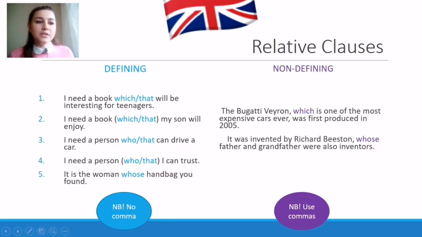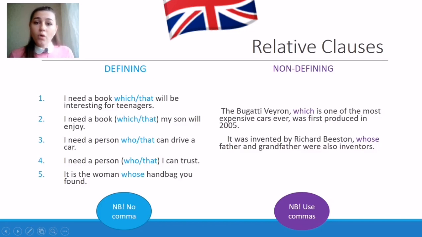I need a book which or that will be interesting for teenagers. I need a book which or that my son will enjoy. So you use which or that for objects, and you can omit a relative pronoun if you have the subject plus the verb after it. So in the second sentence, it's the case. So I need a book my son will enjoy. So you may just omit, skip the words which or that.